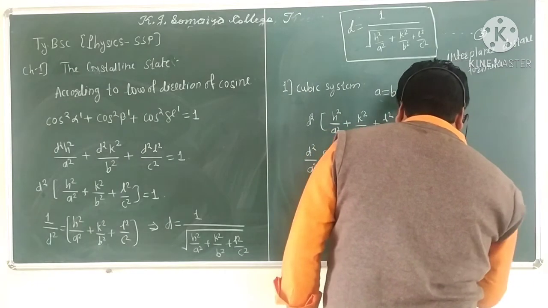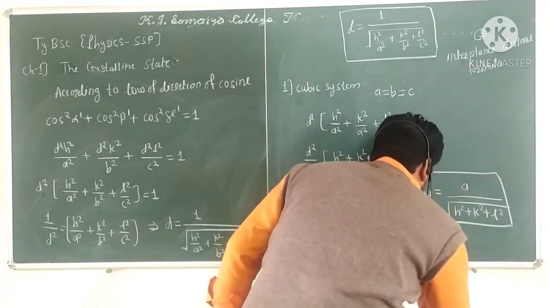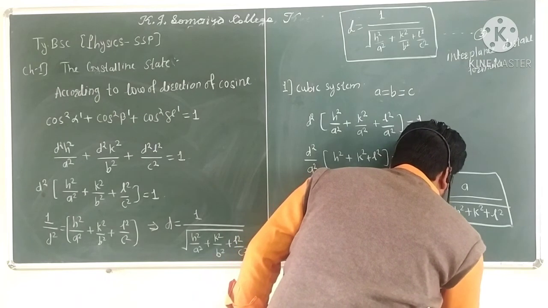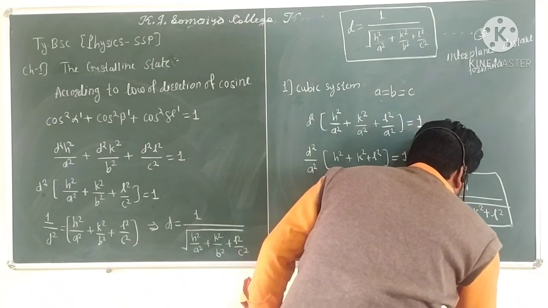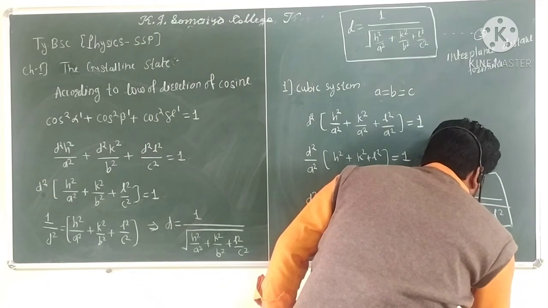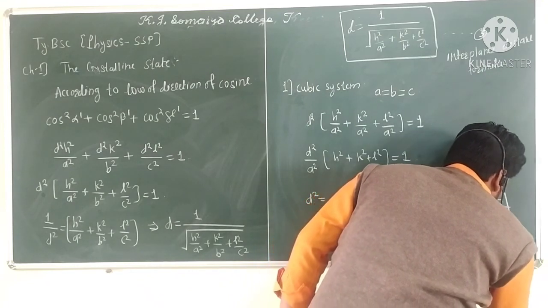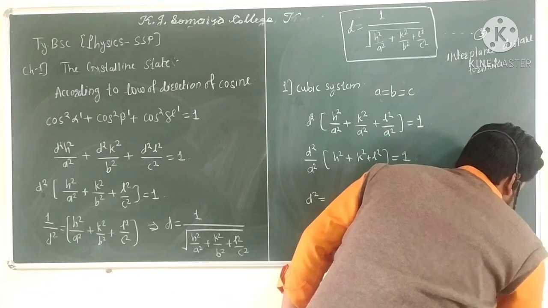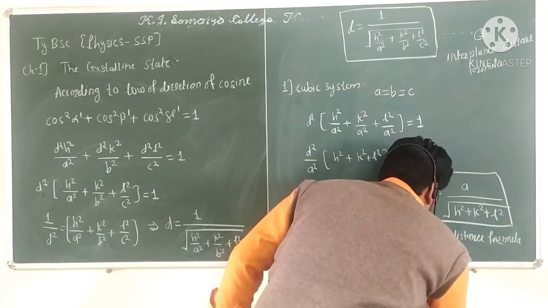This is the interplanar distance formula for the cubic system.